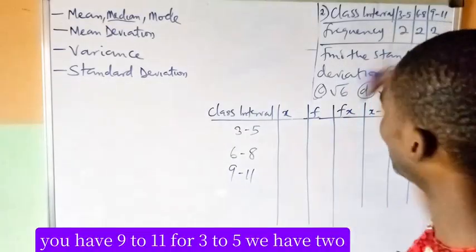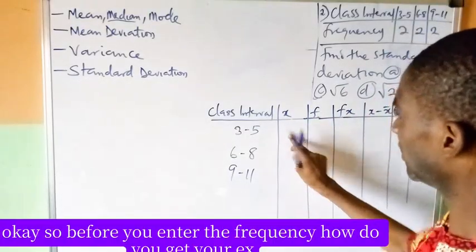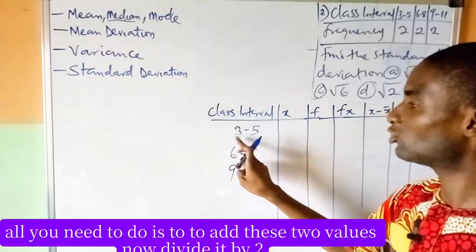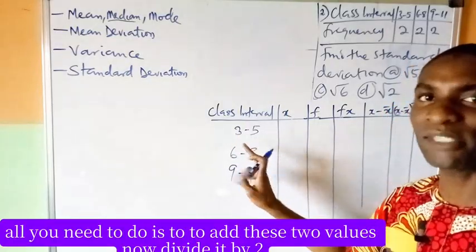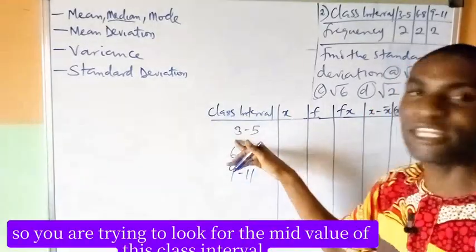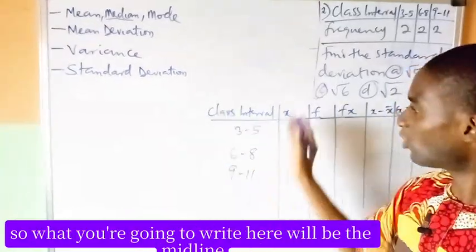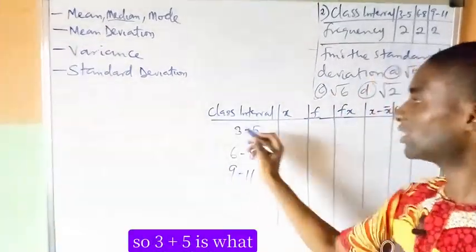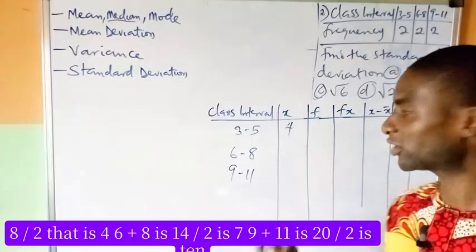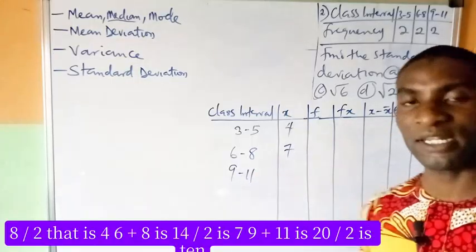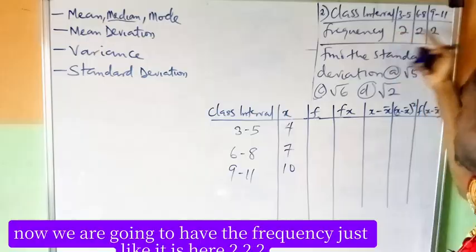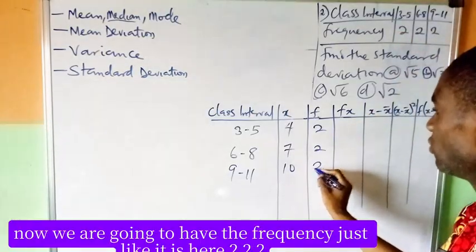For 3 to 5, we have 2. Before you enter the frequency, how do you get your x? All you need to do is add these two values and divide by 2. So you are trying to look for the mid value of this class interval. So 3 plus 5 is 8, divided by 2, that is 4. 6 plus 8 is 14, divided by 2 is 7. 9 plus 11 is 20, divided by 2 is 10. Now we have the frequency just like it is here, 2, 2, 2.